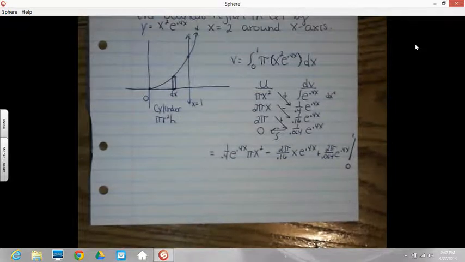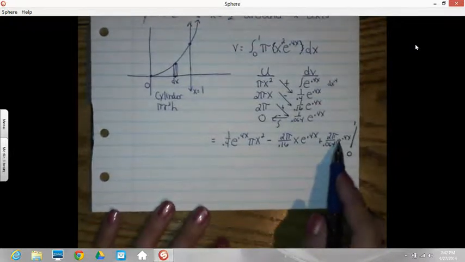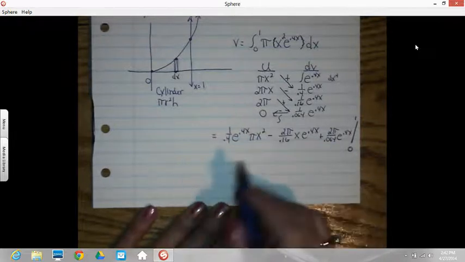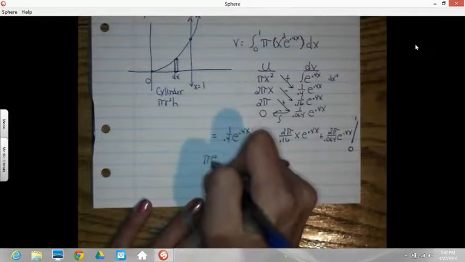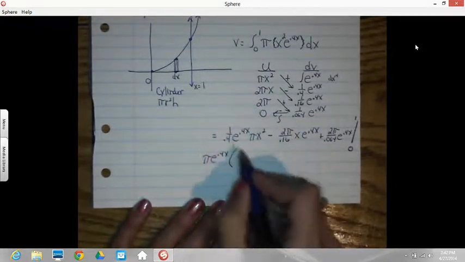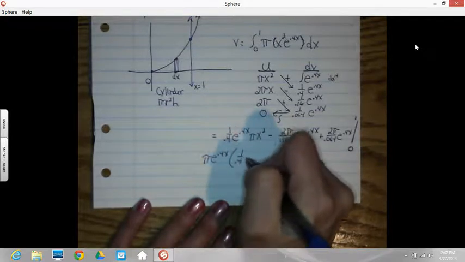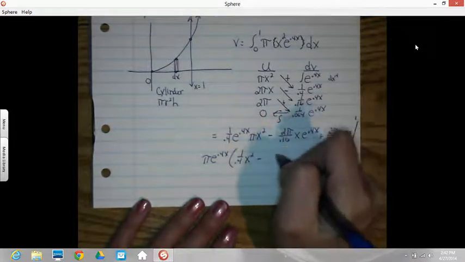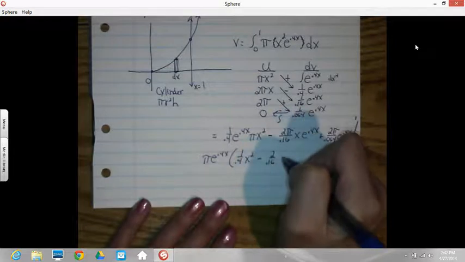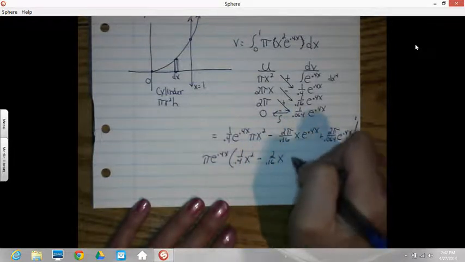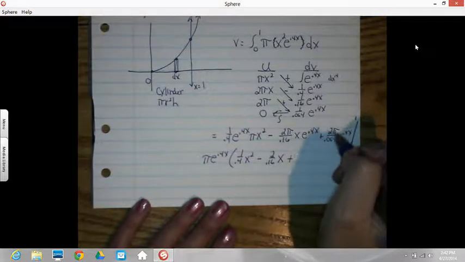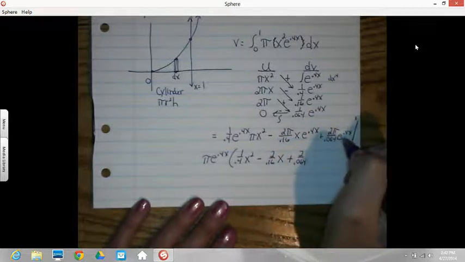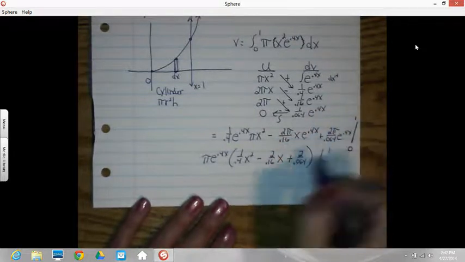Okay, I think to make my life a little bit easier, I'm going to factor this so I don't have to type all of this in, because there's an e to the 0.4x on all of these, and there's a pi on all of these. I'm going to take that out. The pi e to the 0.4x. That will leave 1 over 0.4 x squared minus 2 over 0.16 x plus, take the pi away, 2 over 0.064, and that's out. I think that's a little bit quicker for me to type in.